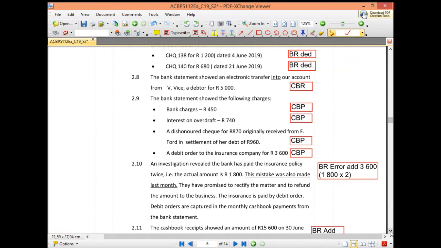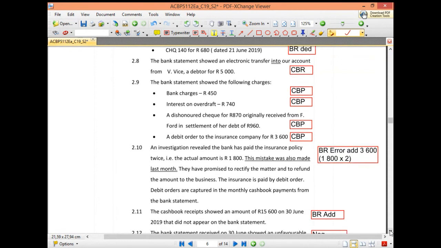So how we correct the error, as you'll see, I've got 1,800 multiplied by the 2 months that they've done it incorrectly. Because they've deducted too much from our bank statement, we need to add it back to get back to our bank account balance. We would show this on the bank reconciliation because the error is on the bank side and not in the business books. So this will not affect your bank balance in our books.